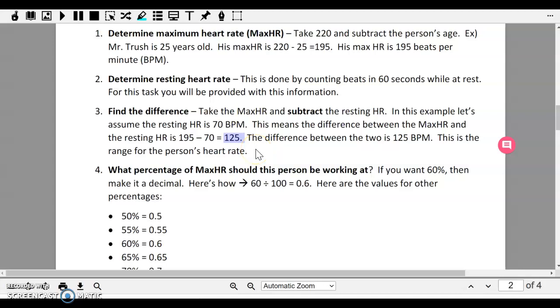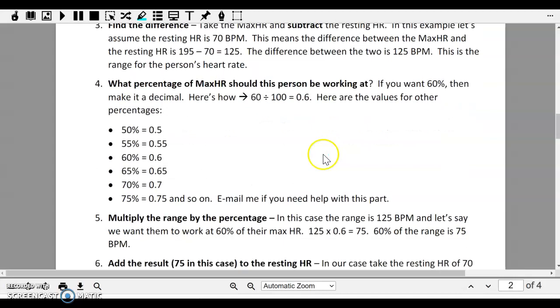beats per minute. This is the range that Mr. Trush's heart rate can vary. He can start at 70, he can go up to 195. So there's 125 beats that he can vary his heart rate in, depending on how hard he is working. So the difference is 125 beats per minute. What we want to do is take a percentage of that. Now let's say Mr.